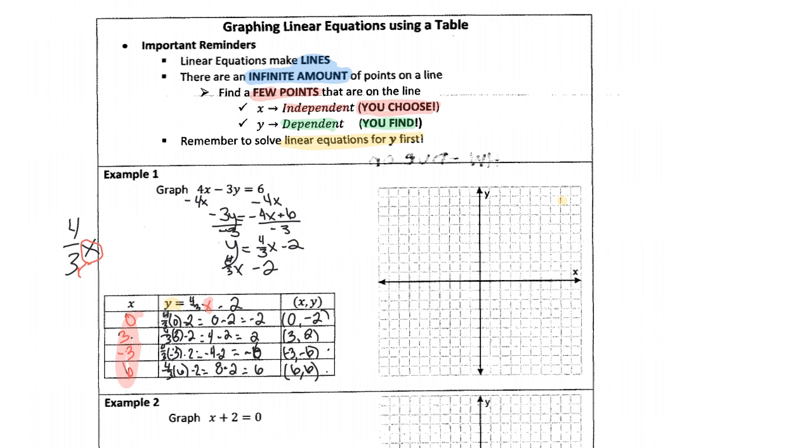Remember, my x is this axis. This is my x-axis, and this is my y-axis. I'm going to go over 0 on my x-axis and then down 2 on my y-axis. So this is my first point right here. I just graphed this point. My next point, (3, 2): I go positive 3 and positive 2. So there's my next point.